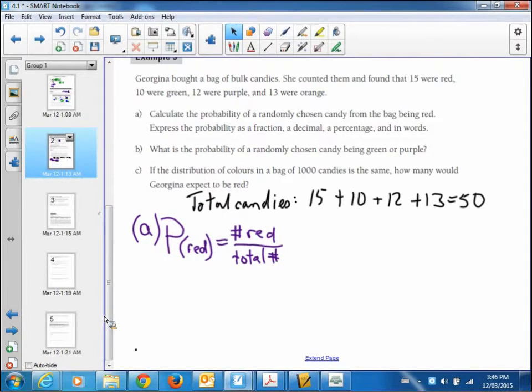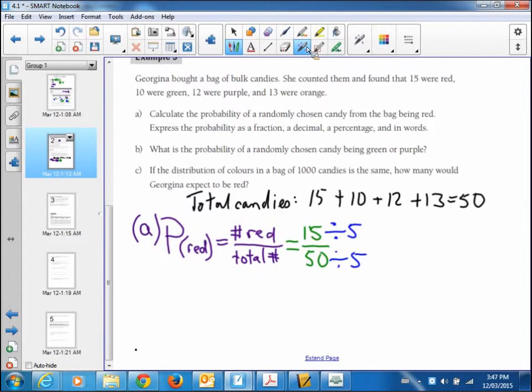So let's think this through here. Total number of red? 15 are red. And I added up the total number of candy would be 50. There's a fraction, but it's not in lowest terms. So the probability is... I can divide by 3, divide by... no, I can't do that. I was thinking the opposite way around. I can divide by 5. Divide by 5, because that's 50.